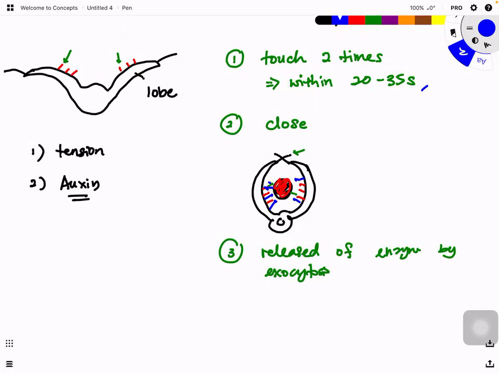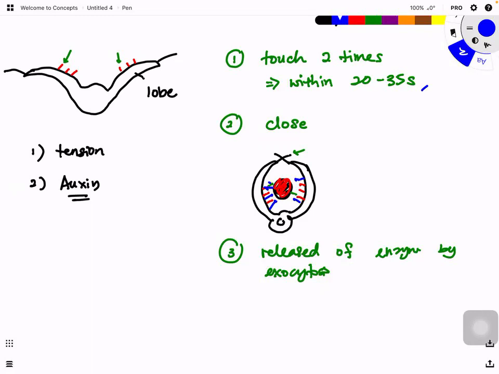It can be one sensory hair touched two times, or two hairs. Within 20 to 35 seconds, then it closes. But the closure at first is not tightly closed yet. The stiff hairs actually close it, so that it allows small insects to escape and then opens up again, to wait for the big insect.